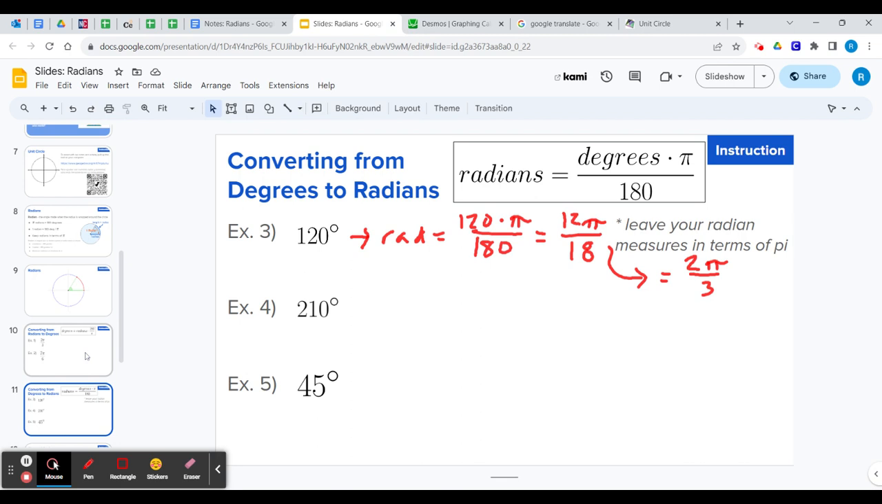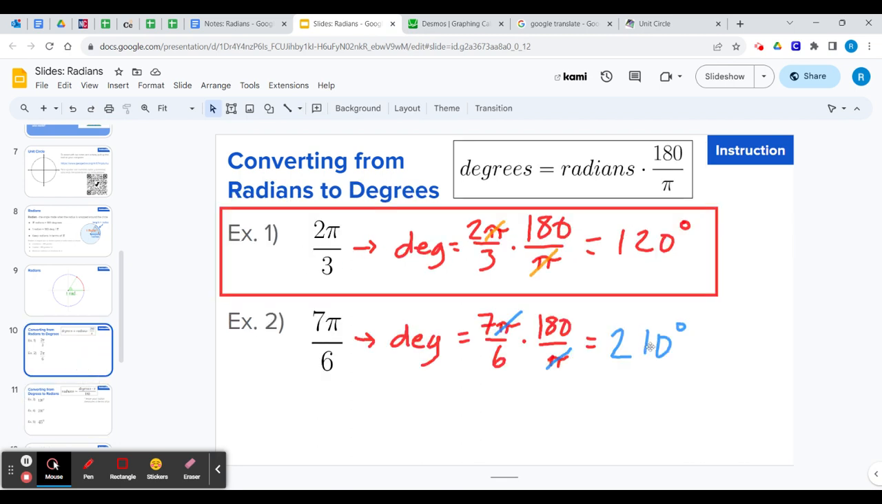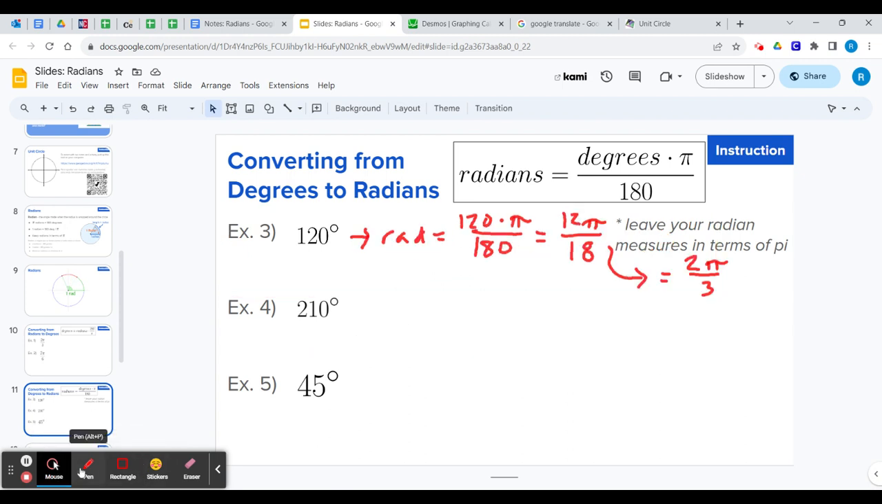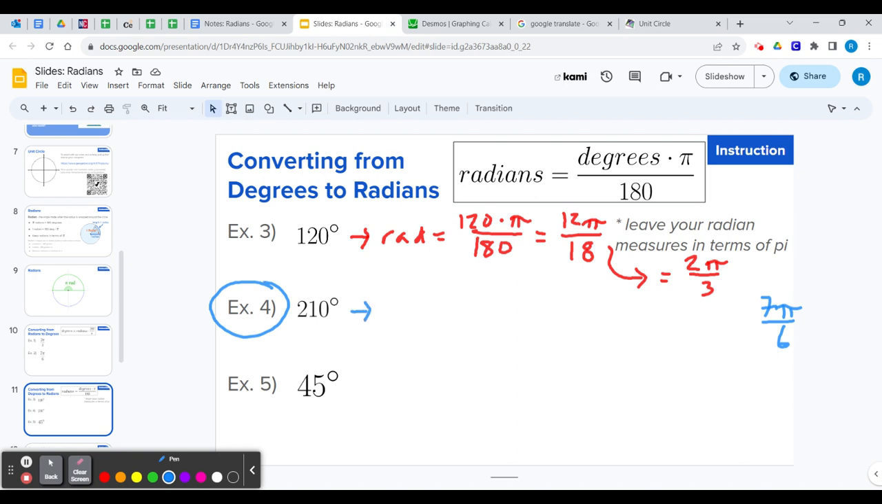So the same thing happens with example 4 and example 2, where we know our answer should be 7 pi over 6. So if I go back here, we know we should get 7 pi over 6 for example 4. Let's work through it and try it though. So we set up our formula. Our radians equals 210 times pi over 180.